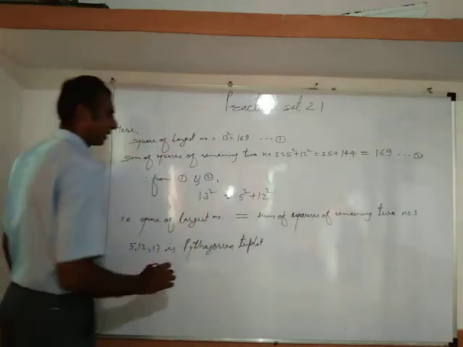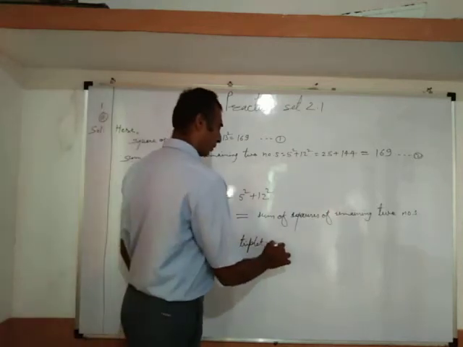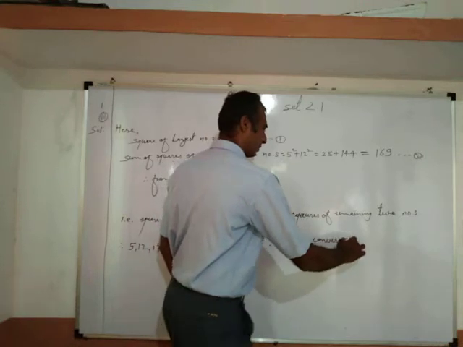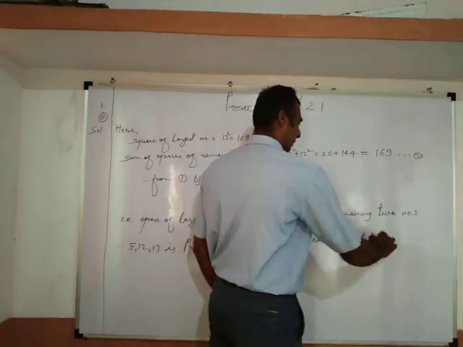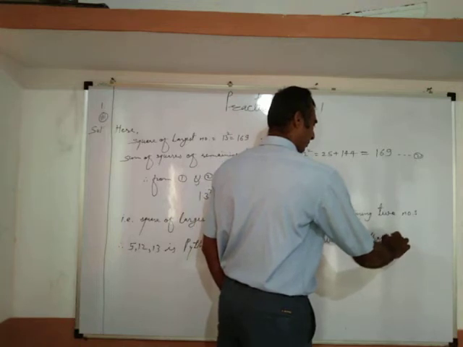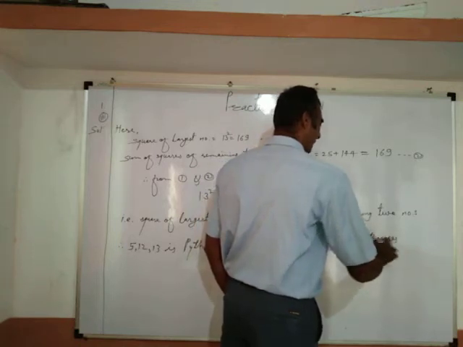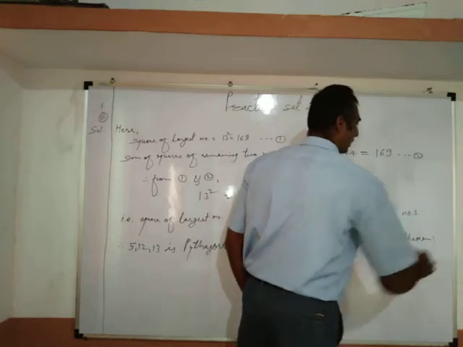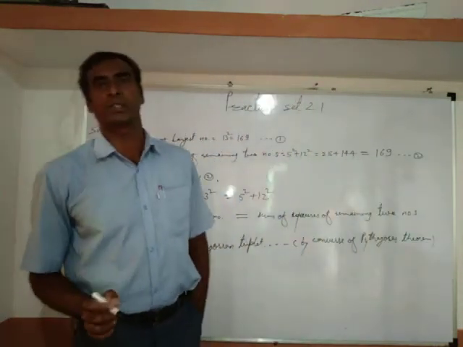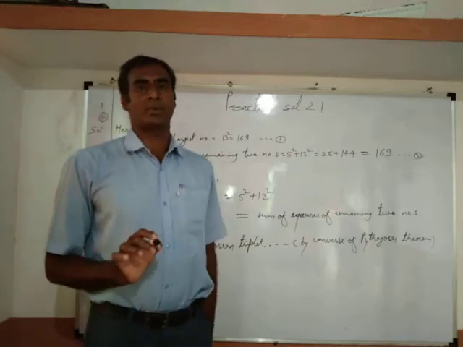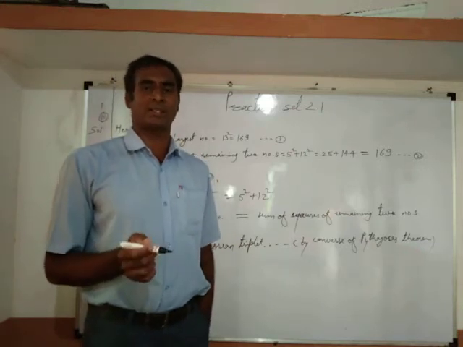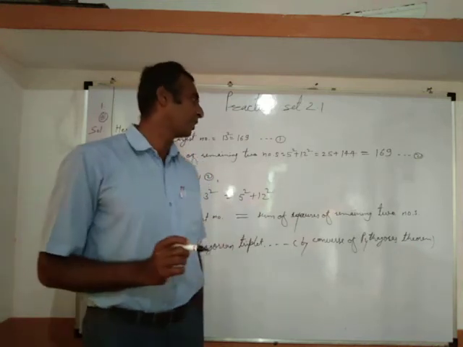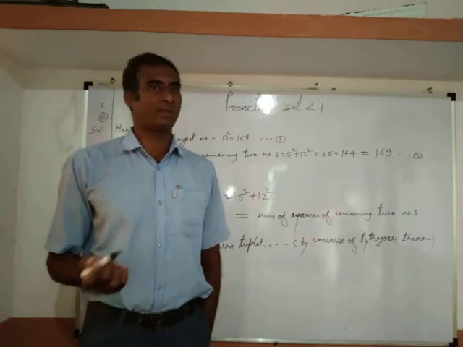By converse of Pythagoras theorem. We can apply the converse of Pythagoras theorem if and only if the square of one number equals the sum of the squares of the remaining two numbers. Then and then only we can apply the converse of Pythagoras theorem. Otherwise we cannot.